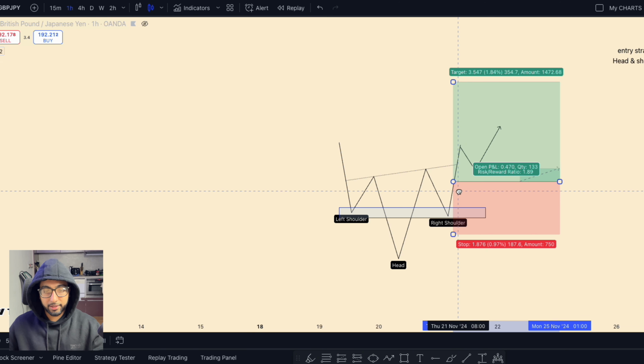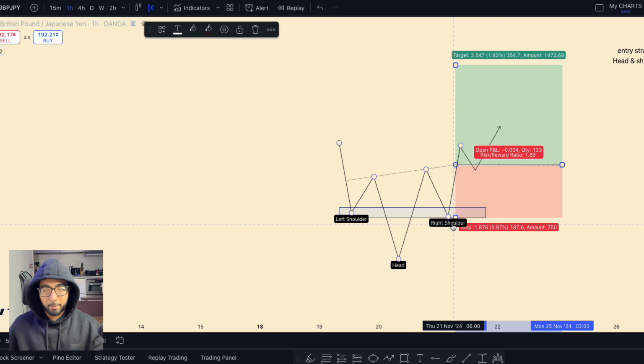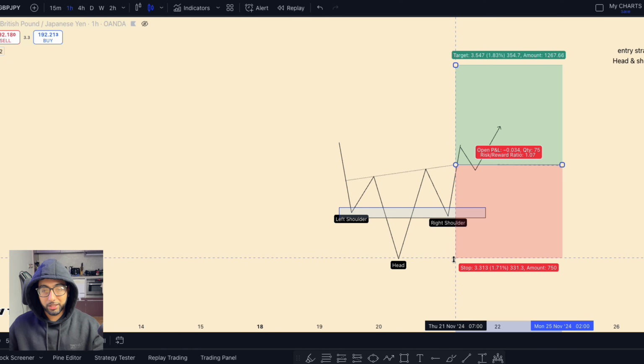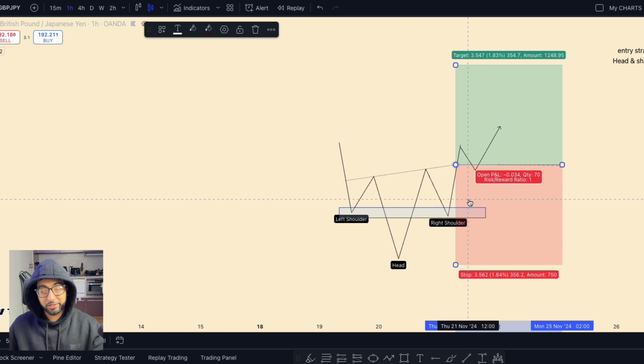For example, if I entered right here at this break, my stop loss cannot be at this low. My stop loss has to be all the way down here, because price can easily just come and test this right shoulder again. It can easily do that.